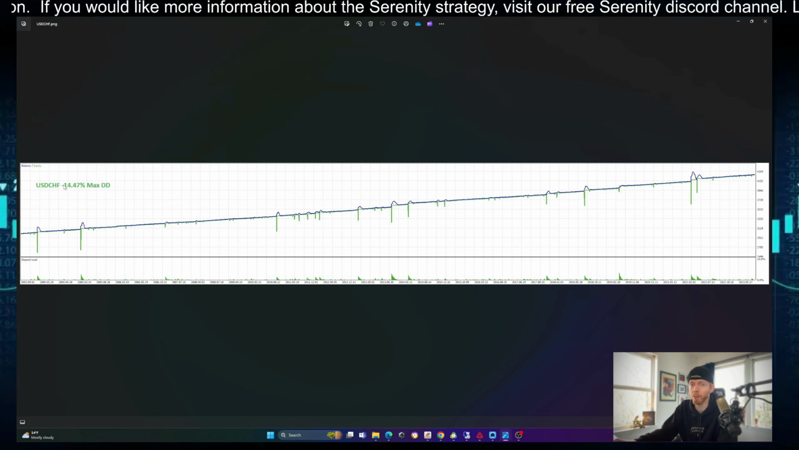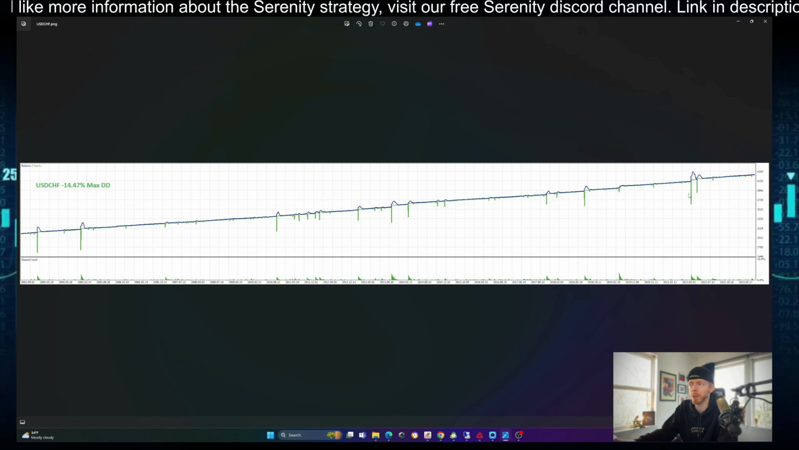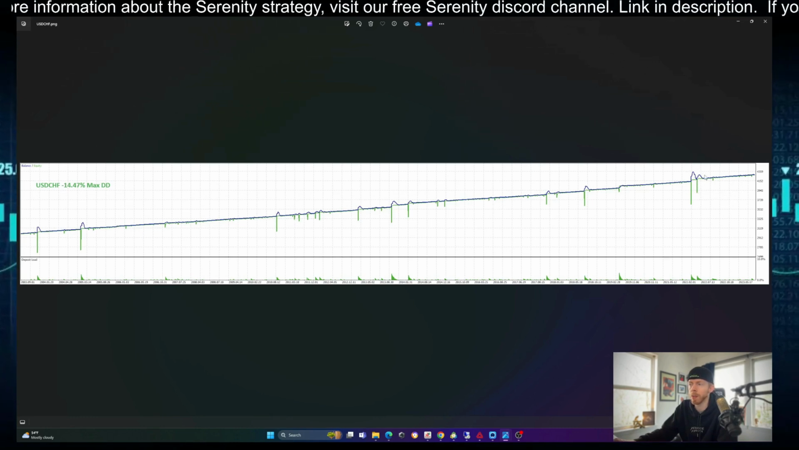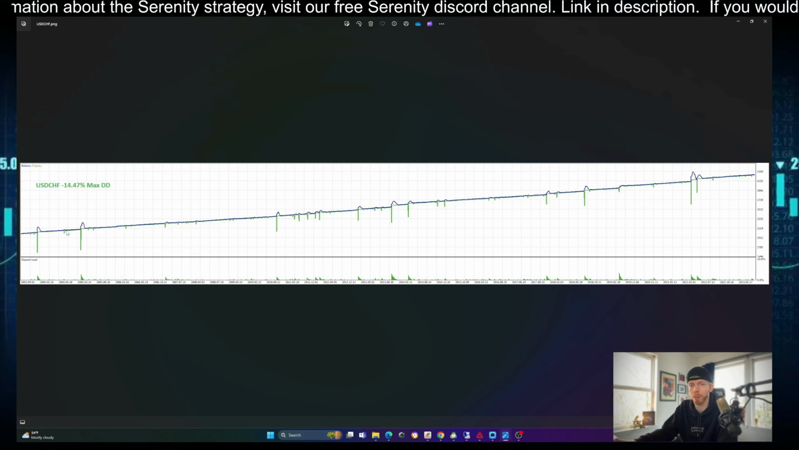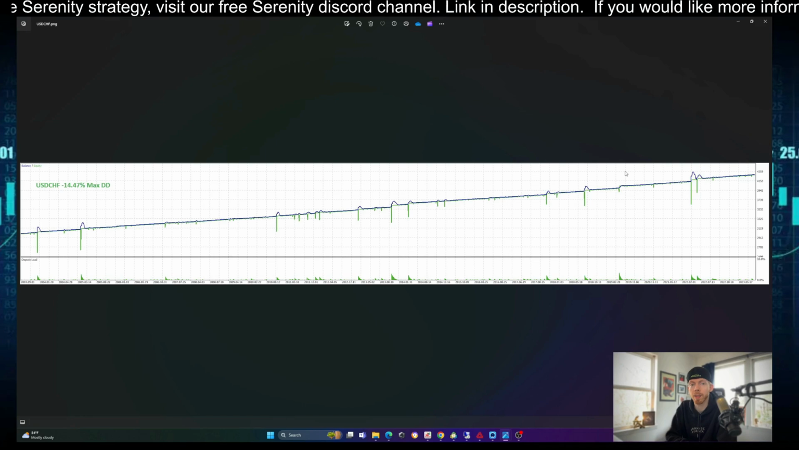But you can see here, a 14% drawdown was hit in 2022. So pretty recent, and it had 2 drawdown periods back to back. But overall, still a pretty good pair. I would definitely consider using it. All right, so that's the last of the Serenity 2.